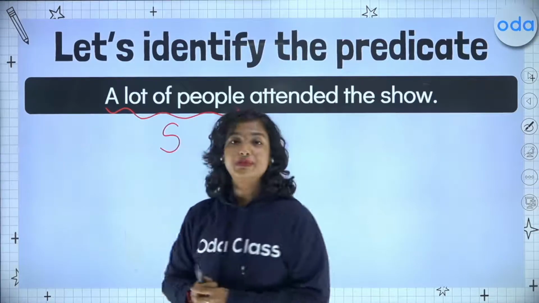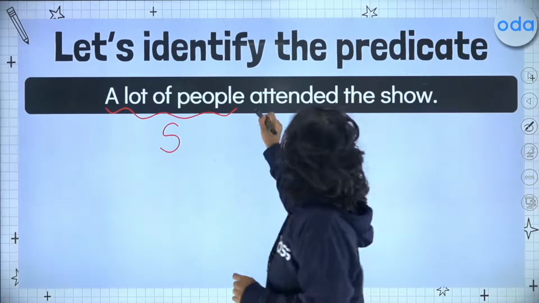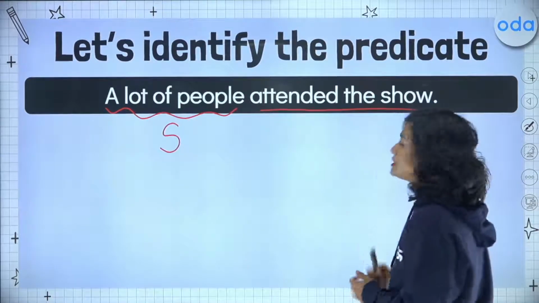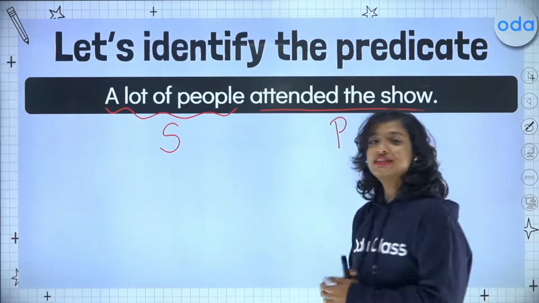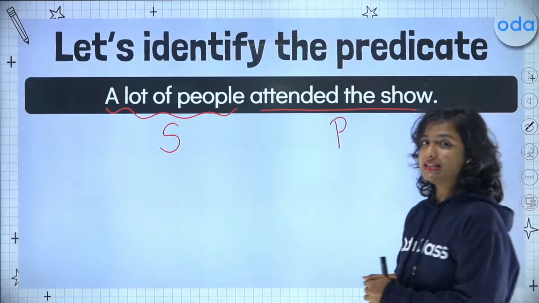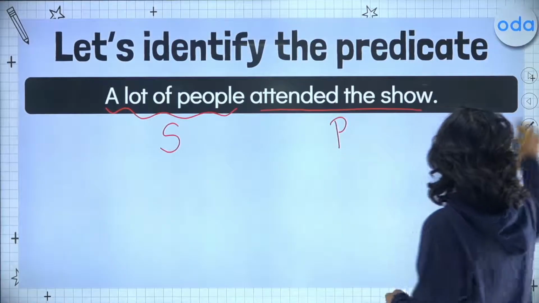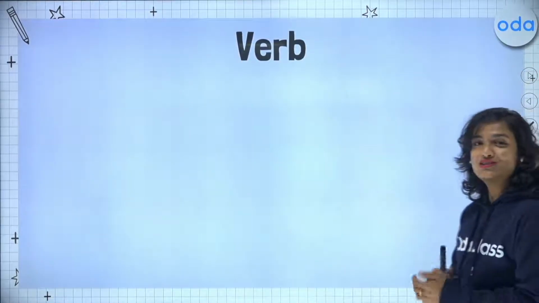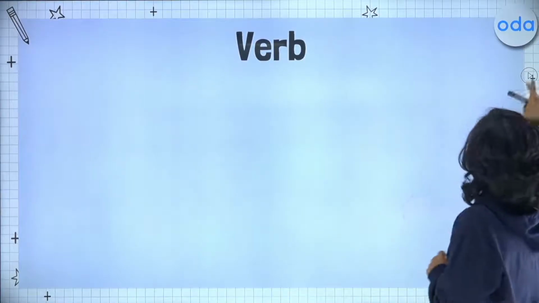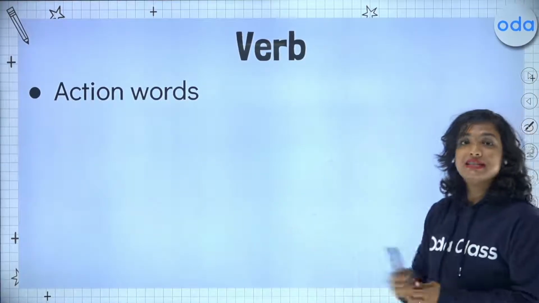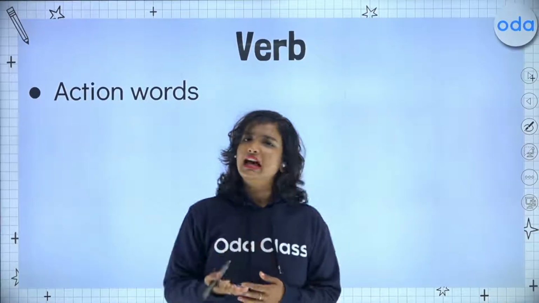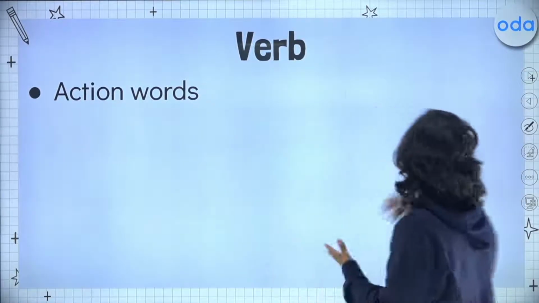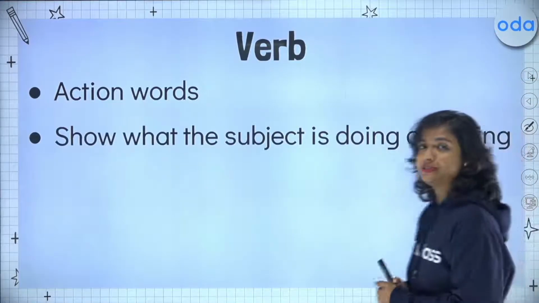A lot of people attended the show, which is going to be our predicate. Once again, starting with the very first verb in the sentence. Now, I keep saying verb, so I hope you all remember, students, what exactly a verb is. Verbs are simply action words. Anything like dance, smile, laugh, move, all of these words are going to be verbs.